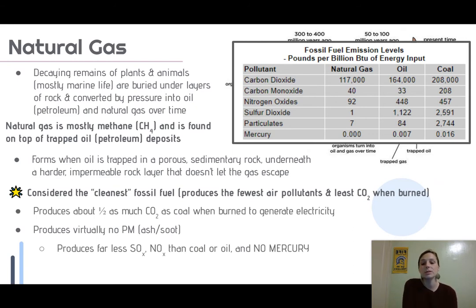In fact, it produces about half as much carbon dioxide as coal when it's burned for electricity. It produces virtually no particulate matter. You don't get that soot and ash that you get from coal. And it has far less sulfur dioxide and nitrogen oxides than coal or oil does. And it has no mercury, none of it. And you do get small amounts of it with oil and coal. So it is the better of the fossil fuel options.